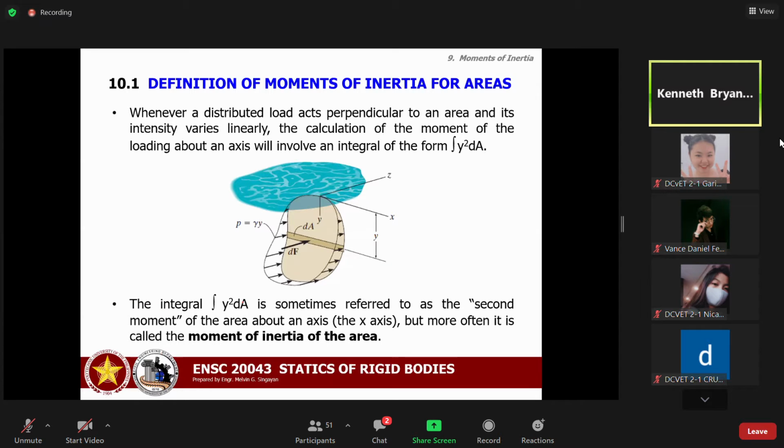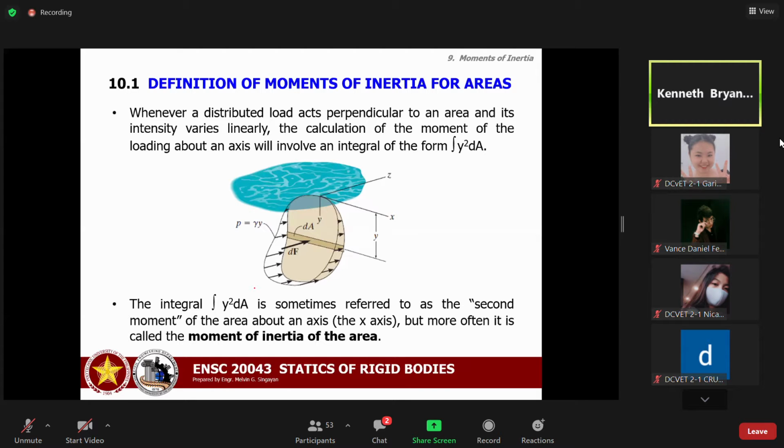So whenever a distributed load acts perpendicular to an area and its density varies linearly, the calculation of the moment of the loading about an axis will involve an integral of the form integral of y squared dA. This integral is sometimes referred to as the second moment of the area about an axis, but more often it is called the moment of inertia of the area.